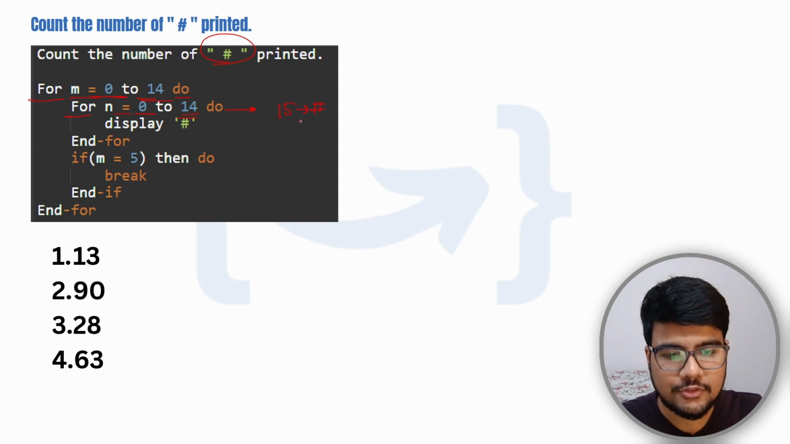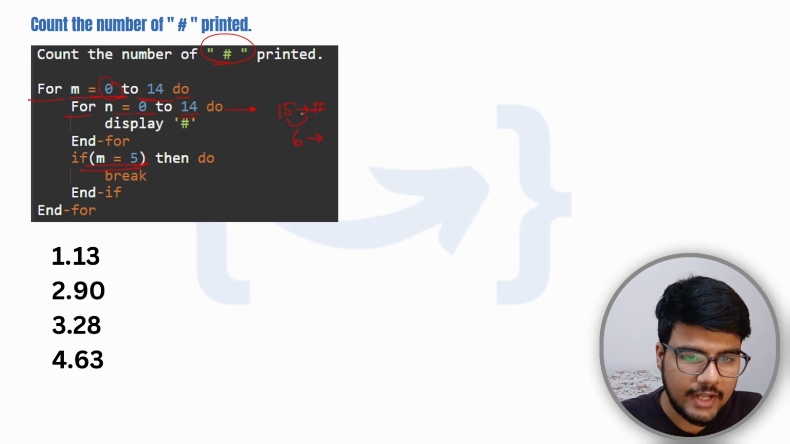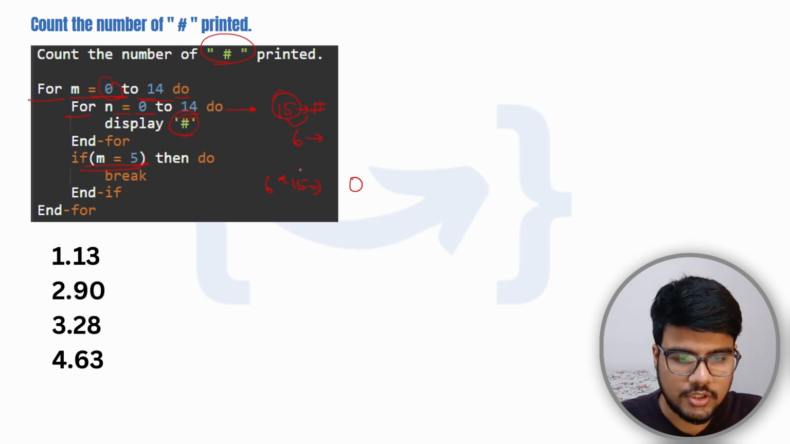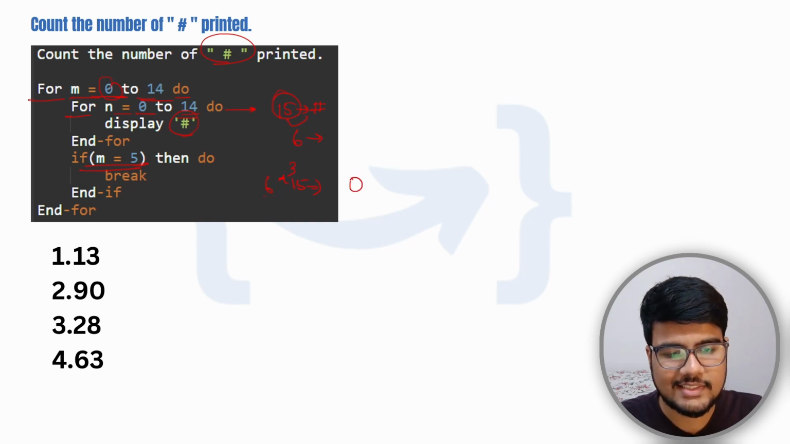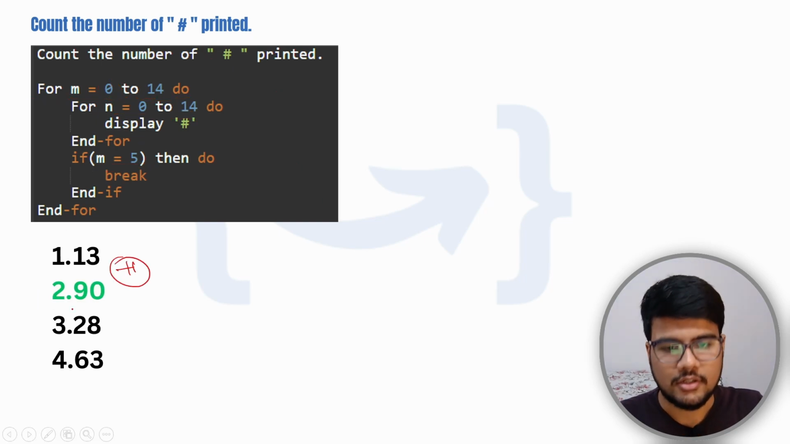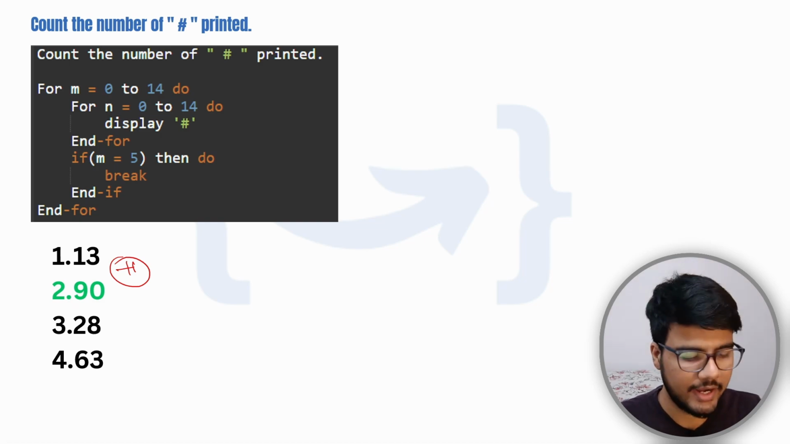And how many times should these 15 hashes be printed? For m going from 0 to 5, which means 6 times. So 6 loops will be there, and in those 6 loops, it will print 15 hashes each time. So how many hashes will end up printing? 6 times 15 will give me the answer. 5 times 15 is 75 and 1 times 15 is 15, so in total 90 hashes I will print. I can see the second is the option I'm looking for, and it is the right option as well. Great. Now, +1 marks if you mark this question right.